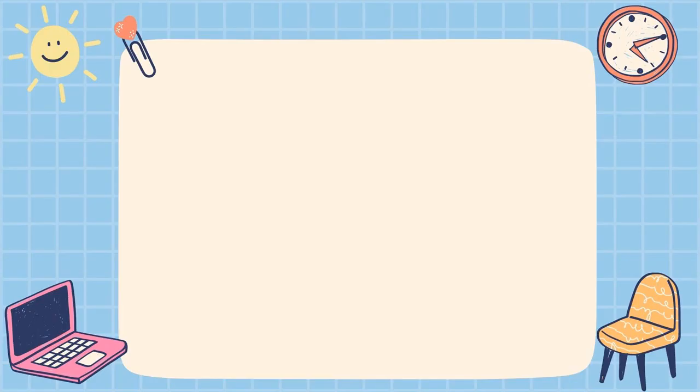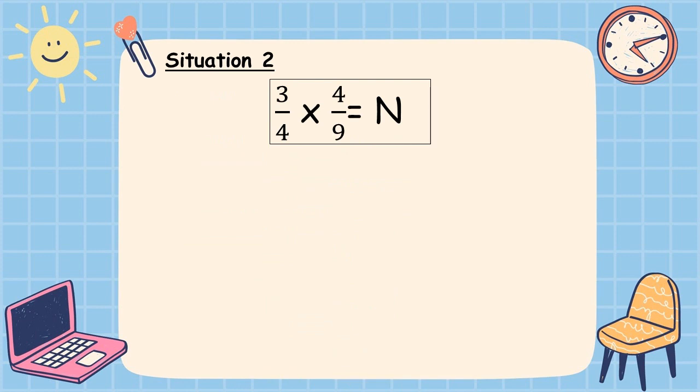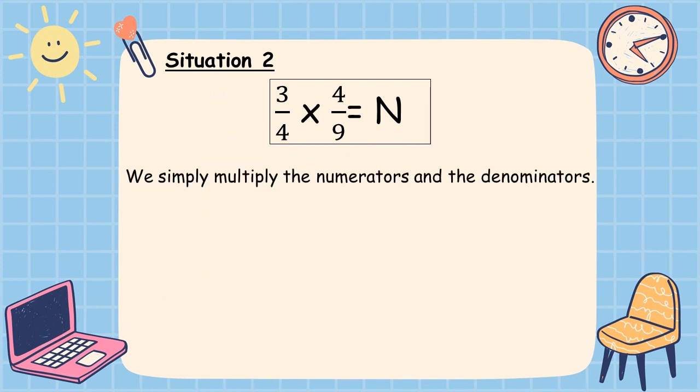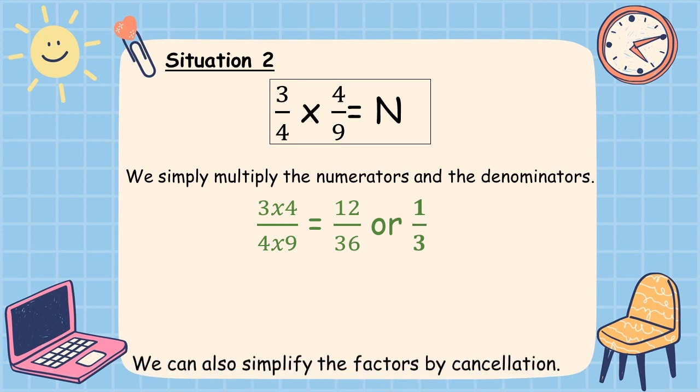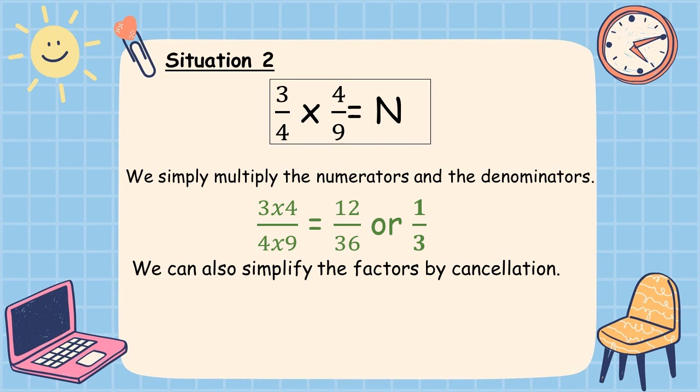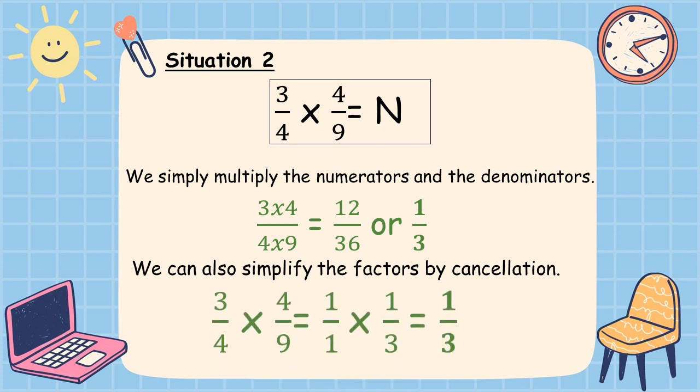Let us have situation number 2. 3/4 times 4/9 is equal to n. We will just simply multiply the numerators and the denominators. So we have 3 times 4 is 12, 4 times 9 is 36. So 12/36 is the answer, but we need to simplify this to the lowest terms, which is 1/3. Or we can also simplify the factors by cancellation. And here's the solution. 3/4 times 4/9 is equal to 1 times 1/3. So just multiply 1 times 1 is equal to 1, and 1 times 3 is 3, so 1/3. So you got the same answer.